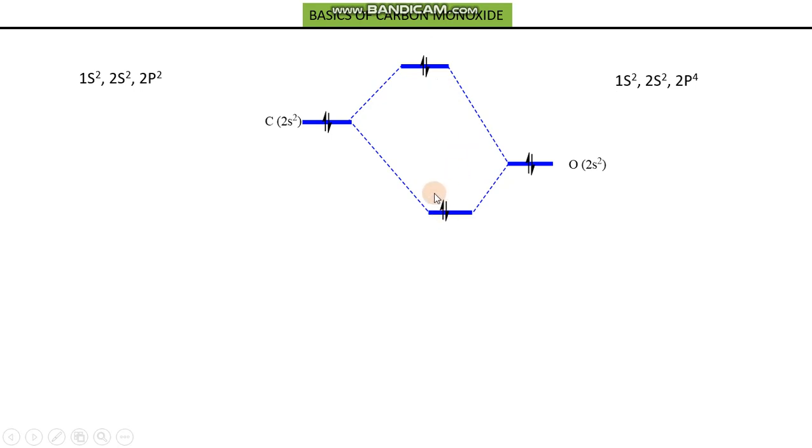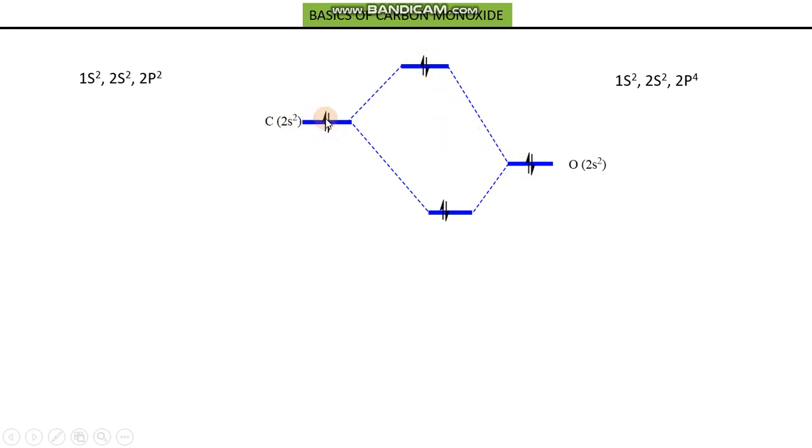Bonding orbitals are those orbitals which encourage two atoms to come closer to each other, while anti-bonding molecular orbitals are those orbitals which discourage two species from coming closer to each other, or they are actually encouraging the separation of the two species from each other.